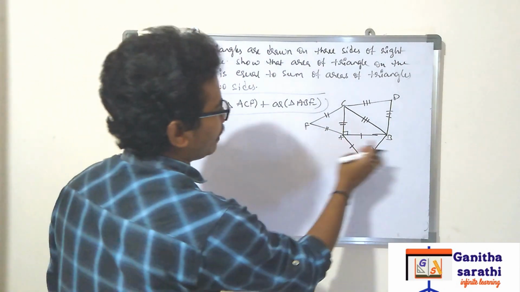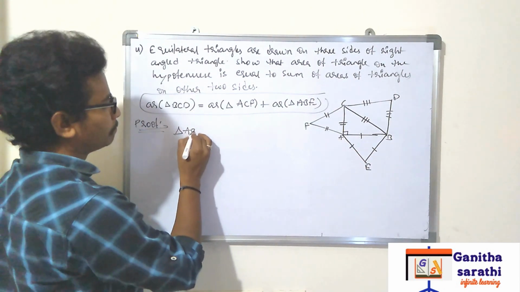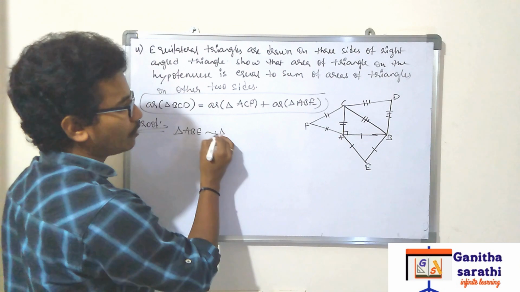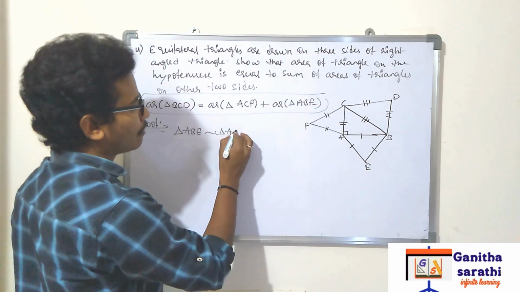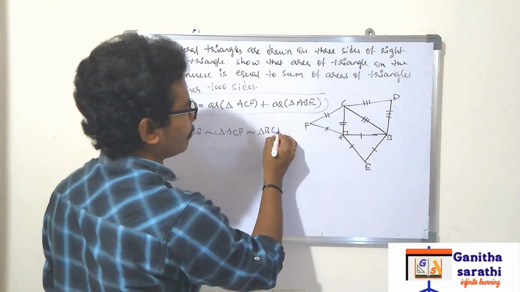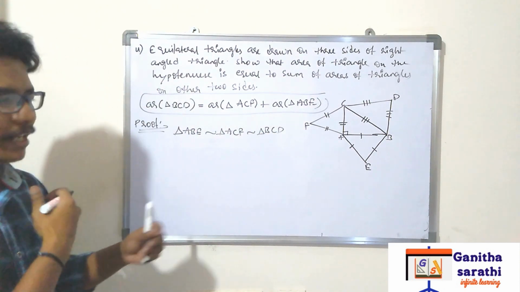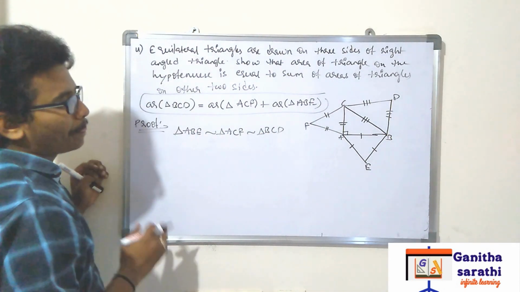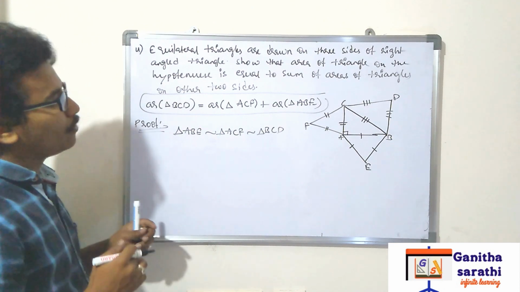Triangle ABE is similar to triangle ACF, similar to triangle BCD, right? Because all three are equilateral, so we can make them similar as usual. Now that the three are equilateral, we have to prove this one.